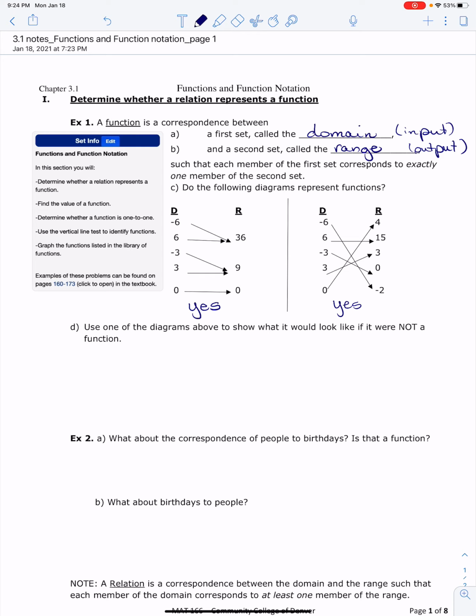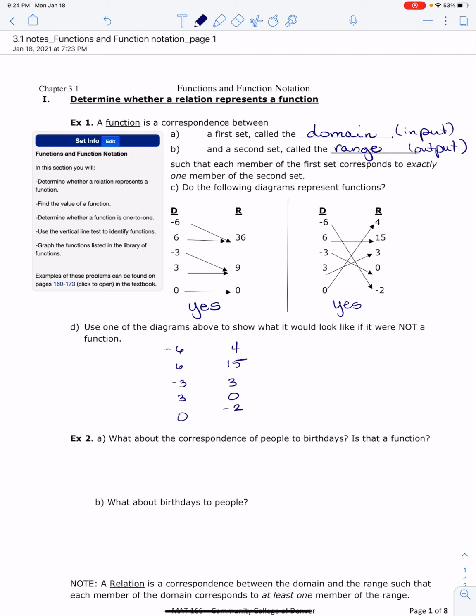So let's take a look at D. We want to use one of the diagrams above to show what it would look like if it were not a function. I'm going to take a look at the second set because I have more options here. So I'm going to go -6, 6, -3, 3, and 0. You notice the domain in both of these functions are exactly the same. I'm going to go 4, 15, 3, 0, and -2.